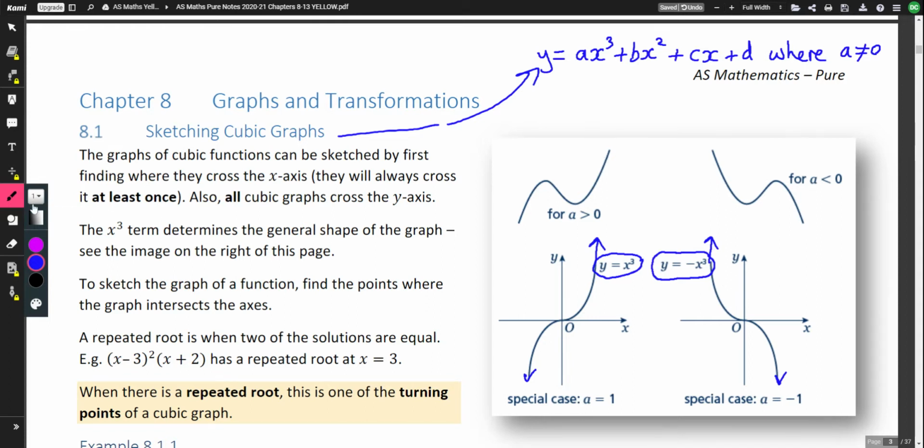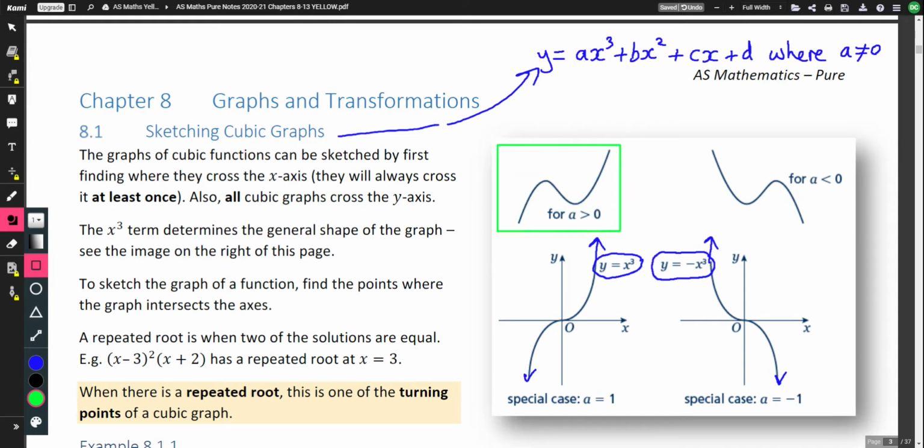Now the more general shape is this. So when a is positive, again it starts in the bottom left-hand corner and finishes in the top right-hand corner, but we get a couple of stationary points. Now you don't always get 2 stationary points. As you can see on the basic x cubed graph, there's only one stationary point. In fact, that is a point of inflection. The most number of stationary points we can have is 2. That's if a is positive.